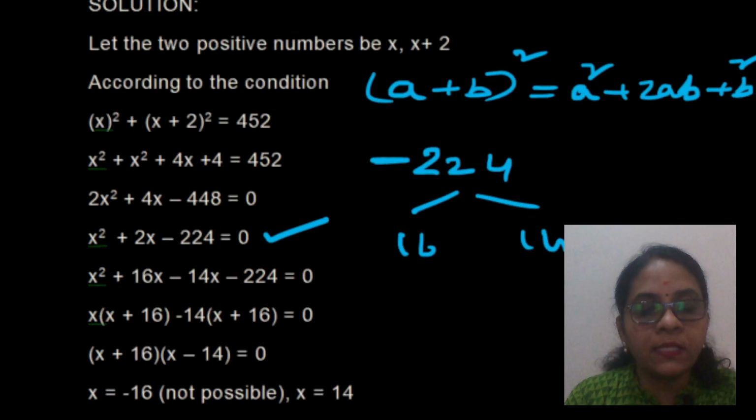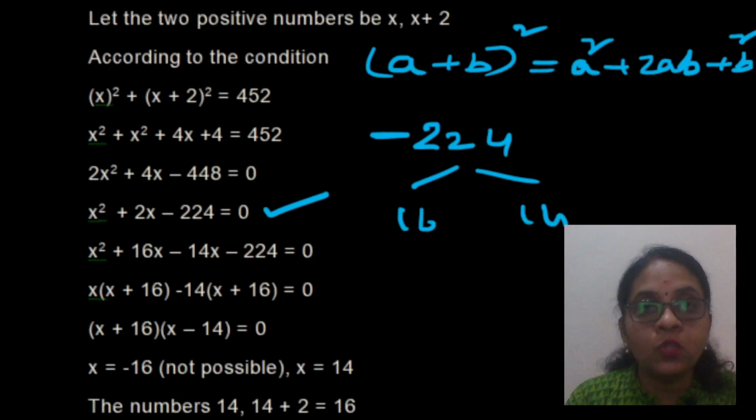So you have (x + 16)(x - 14) = 0. You cannot have minus 16. Why can't we have minus 16? Simple. Because they said two positive numbers. So one number is 14 and the other number will be 14 plus 2, which is 16. A simple question. Hope you have understood.